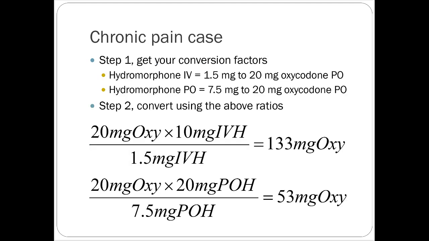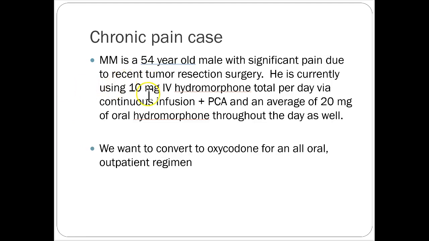So first you need your conversion factors. Hydromorphone IV is about 1.5 milligrams to 20 milligrams PO oxycodone. Hydromorphone PO is about 7.5 milligrams to 20 milligrams PO oxycodone. So we can figure out the total amount he's using and convert each one of those separately, because it was given on the previous slide, so we know he's using 10.